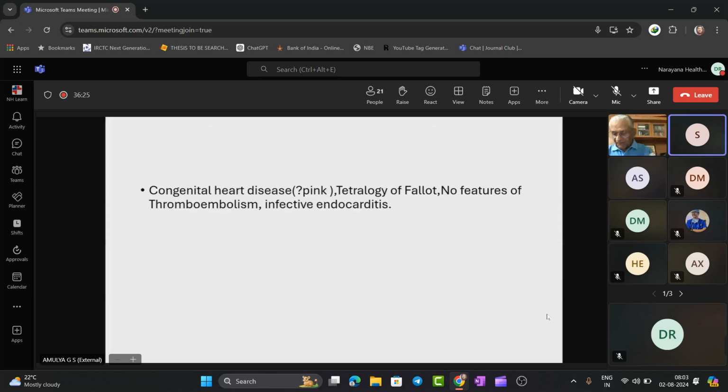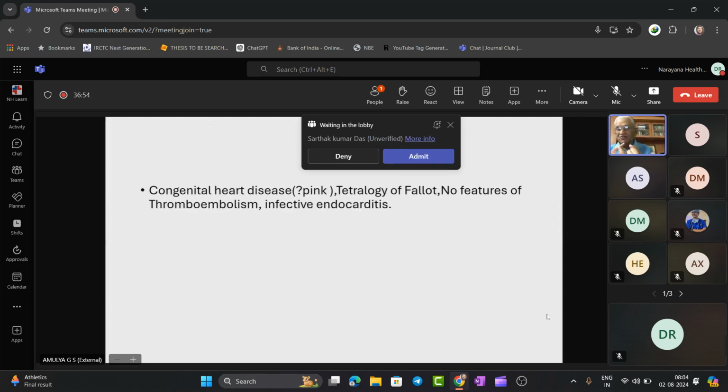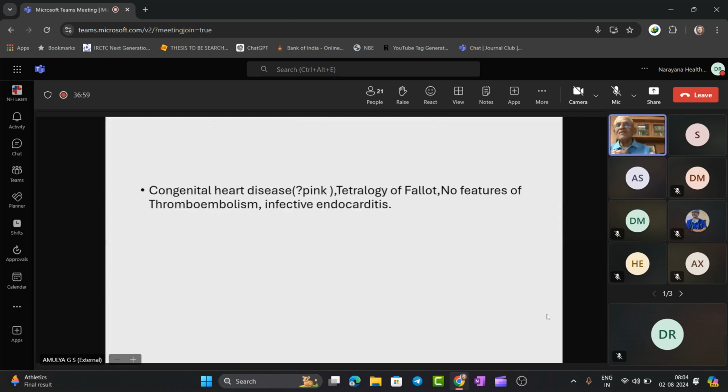Could this be DORV? Yes, sir, but not correlating with the ECG and echo findings. You must say DORV with pulmonary stenosis. Okay. The other thing is, what are the levels of obstruction? Because the most important deciding thing in tetralogy is the RV outflow. Where is the obstruction? What percentage? That is your general idea of the RV outflow obstruction in tetralogy.